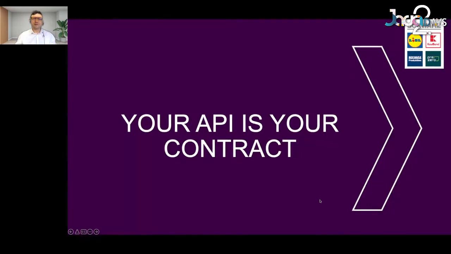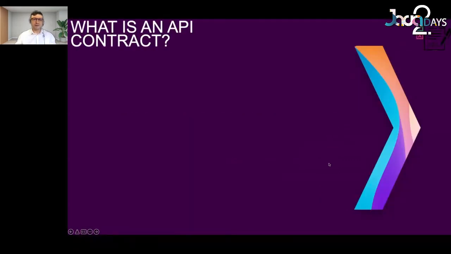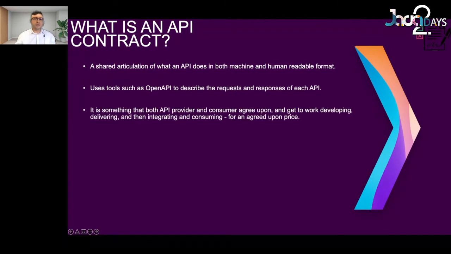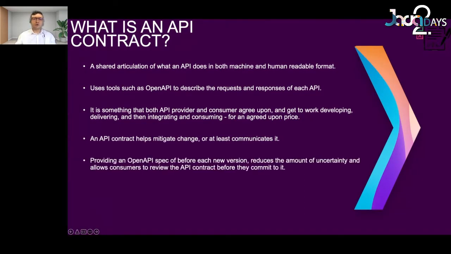Now, your API is your contract. And what is this API contract? It's a shared articulation of what an API does, both in human and machine-readable format. So it uses a tool such as OpenAPI to describe requests and responses, basically what your API does. It's something that both API provider and consumer agree upon and get to work developing, delivering, consuming, and integrating, usually for an agreed-upon price. And an API contract helps you mitigate change, or at least it communicates it. So providing an OpenAPI spec before each new version reduces the amount of uncertainty and allows consumers to review your API contract before they commit to it.